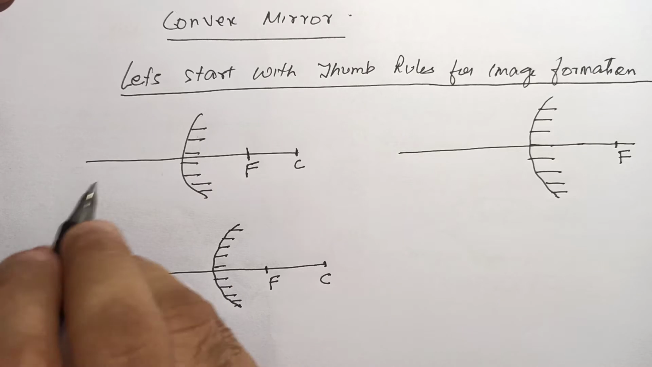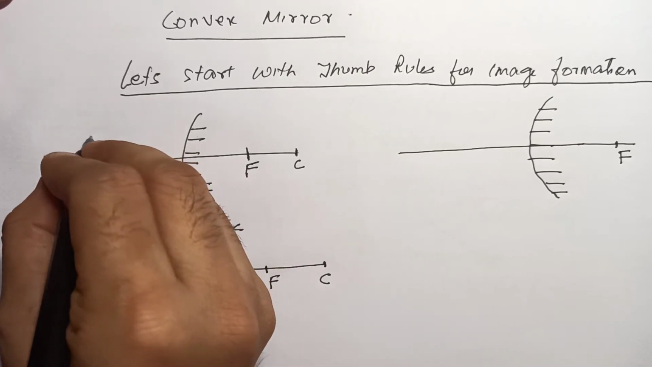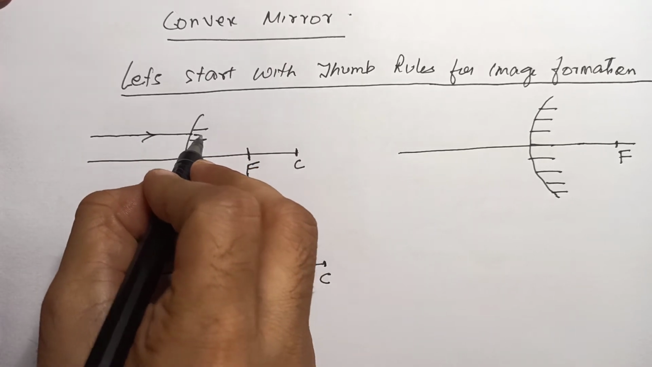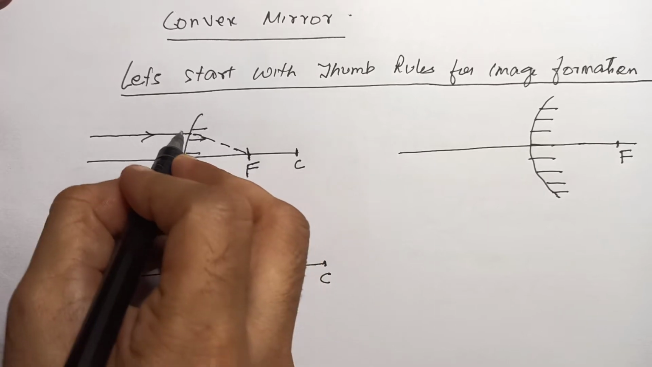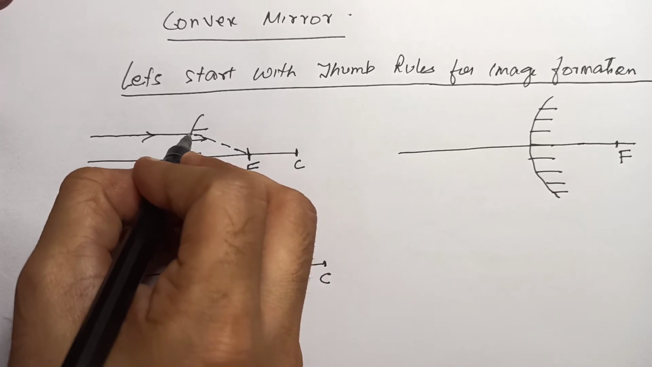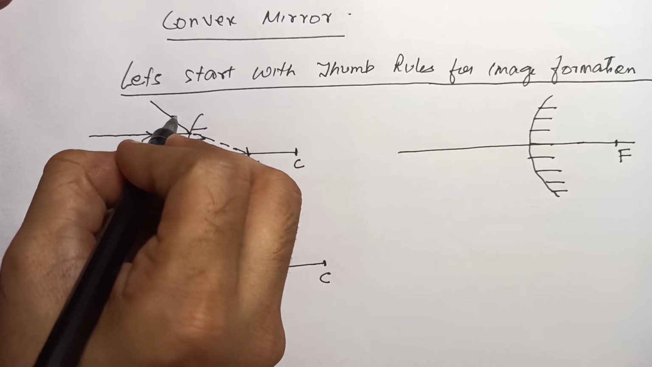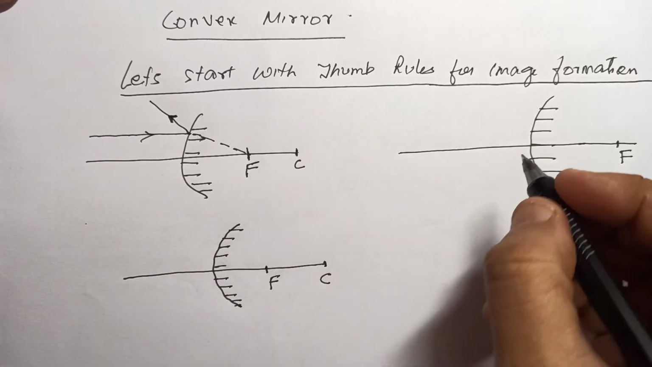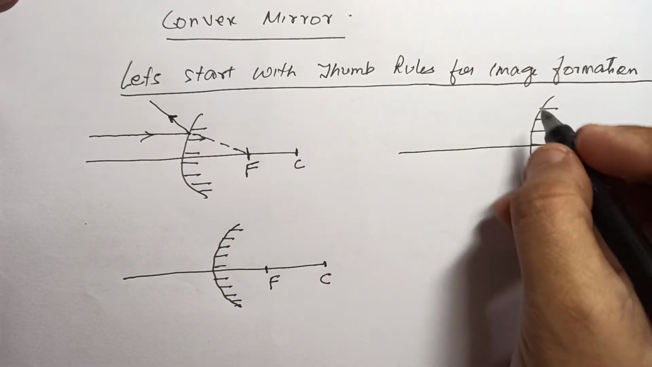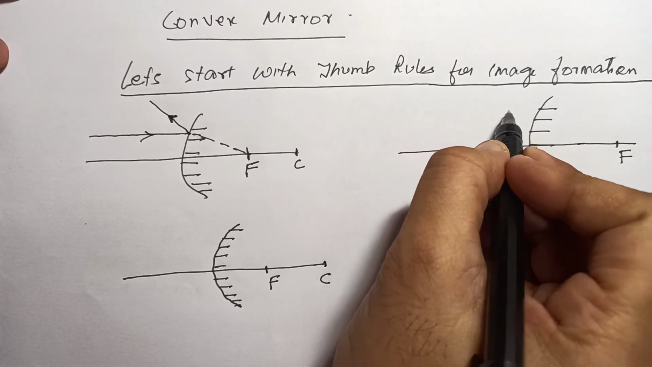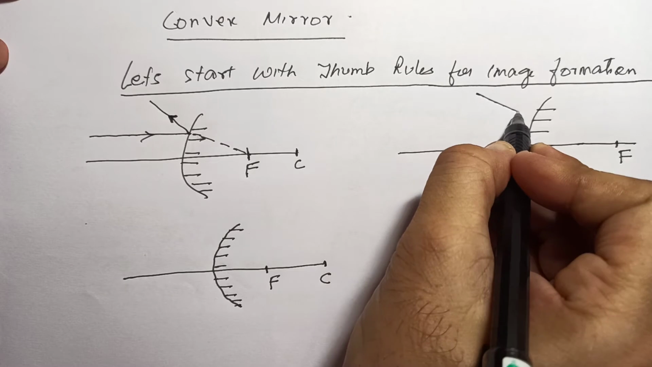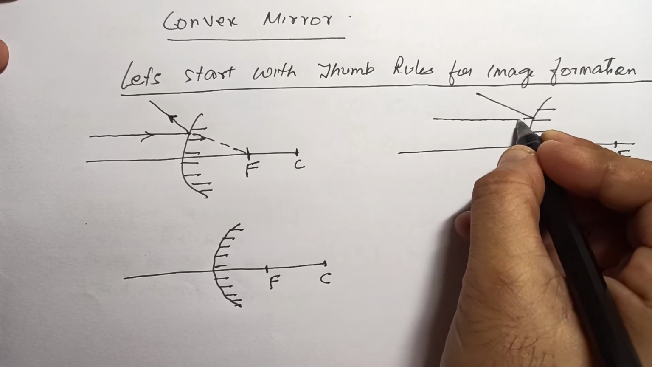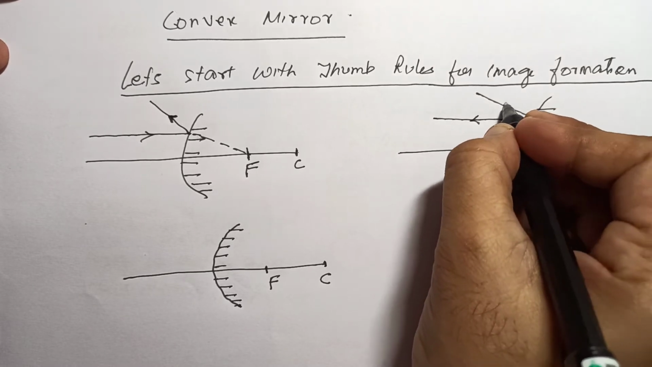First, if the ray is coming parallel to the principal axis, what will happen? It will have a tendency to pass through the focus, but actually, it will go this way because it's a convex mirror. Okay, that is number one. Number two, if the ray is coming towards the focus, basically what will happen is it will go parallel to the principal axis.